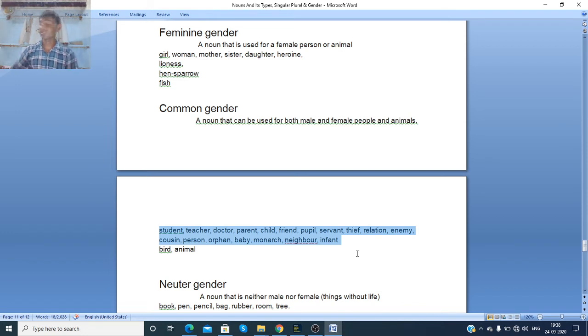Doesn't matter I'm a man and she's a woman. Like doctor, doesn't matter if it is a lady or a gentleman. Parent, doesn't matter if it's a mother or father, we use parent for both of them. Child, no matter boy or girl. Friend, male or female, both will be called friend. Doesn't matter if he is a boy or girl, man or woman, we use friend. Same thing with pupil, servant, thief, relation, relative.